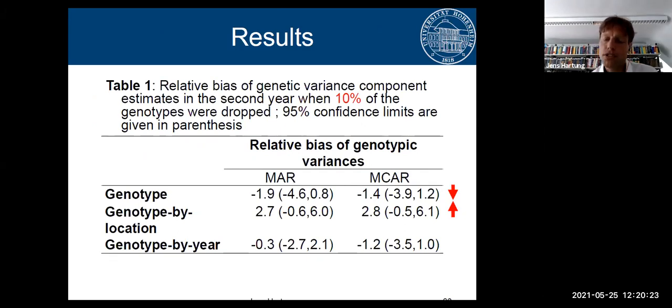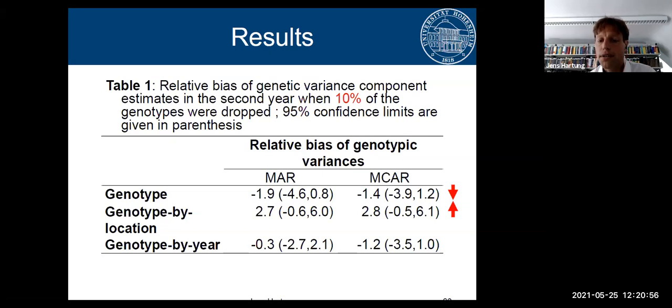What I present to you is now the variance component estimates for the genotype variance, genetic variance, genotype variance itself, the genotype by location, and the genotype by year variance component. And what you see is a relative bias of the genetic variances under missing at random, a scenario with selection, and missing completely at random, which is a scenario without selection.